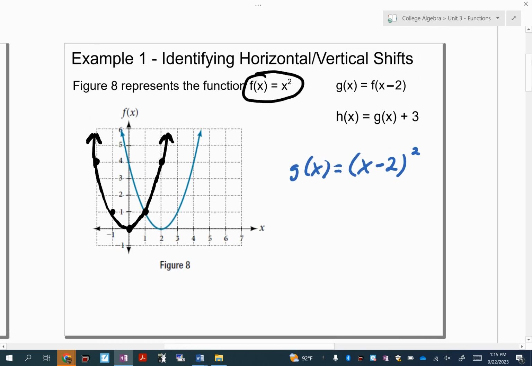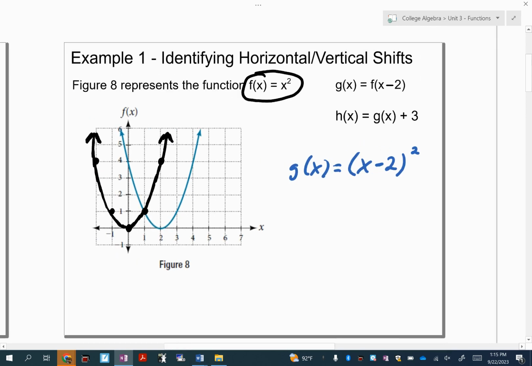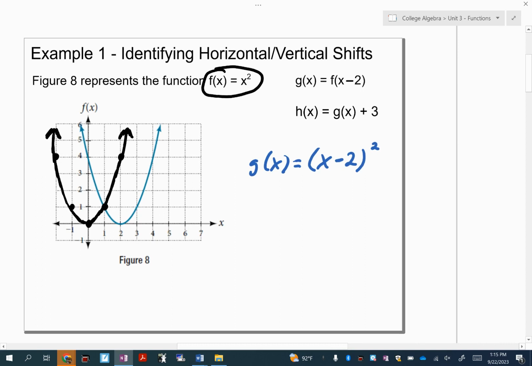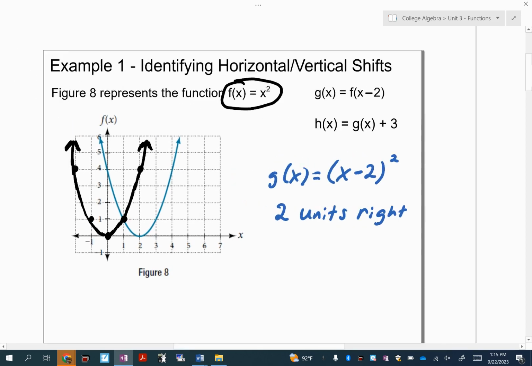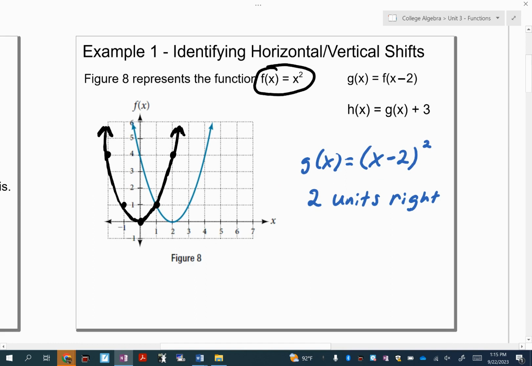And whenever you're inside the parentheses, inside the absolute value function, inside a radical, or, when we get to the exponential functions later, in the exponent, that's where we'll see our horizontal shift. So this right here is going to be a shift of 2 units to the right. And the tricky thing is first identifying that you're inside the parentheses. So that's our horizontal shift, or left to right.